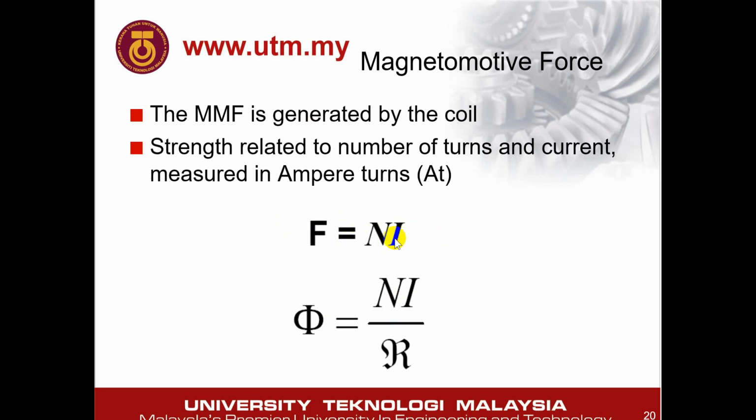F equals Ni, flux equals Ni over R, or in current, I equals V over R. So make sure you differentiate this. This is like a voltage. This one is reluctance. Make sure you know how to draw this, differentiate the resistance and reluctance. Make it curly for reluctance. And the unit for magnetomotive force is ampere turn, AT.